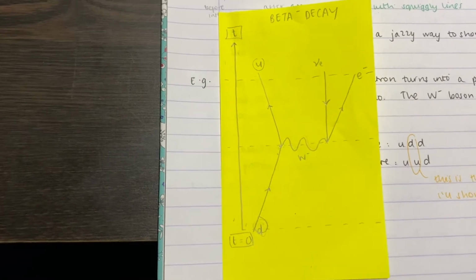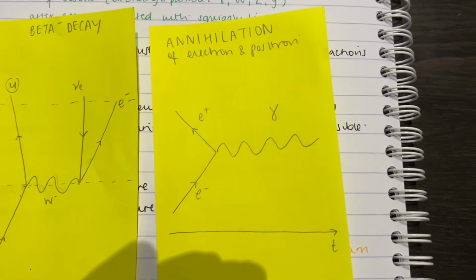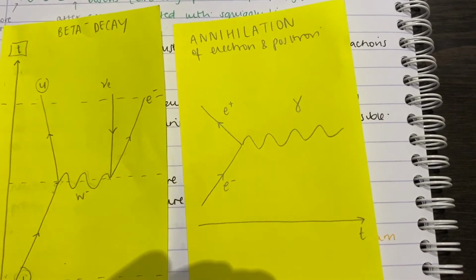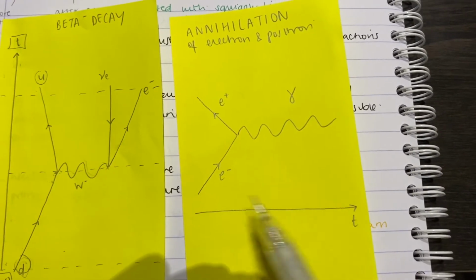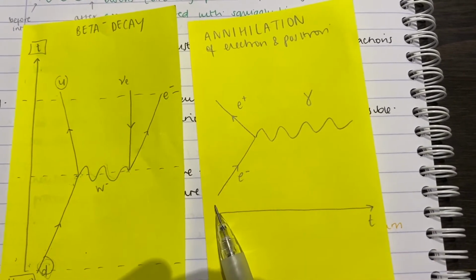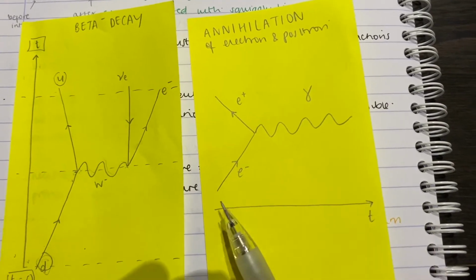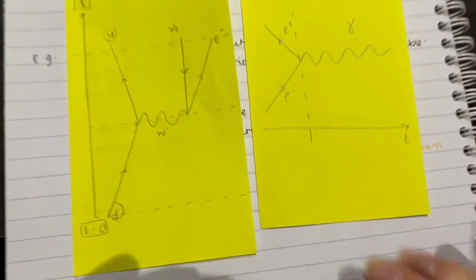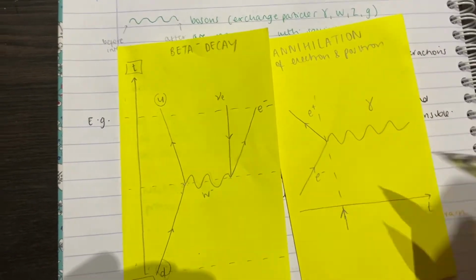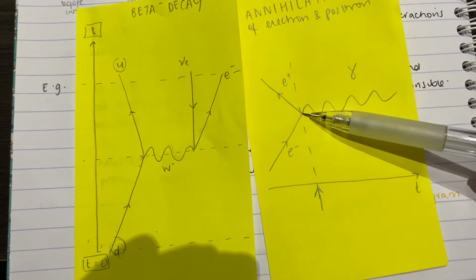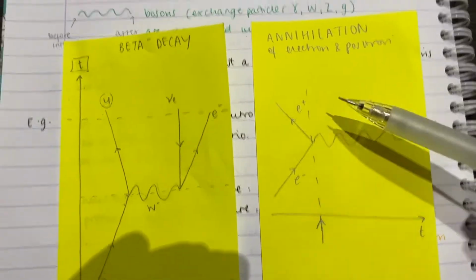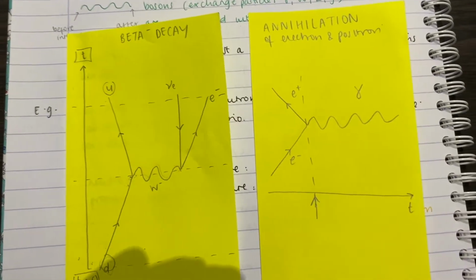Okay, another simple example to maybe help is looking at annihilation of an electron and a positron. So this time, instead of having time on the y-axis, I've put time on the x-axis. So this is t is 0, this is some time later. This is actually the only time that we're really interested in. This is the instantaneous point in time where these two particles and antiparticles meet, interact, and produce my photon.